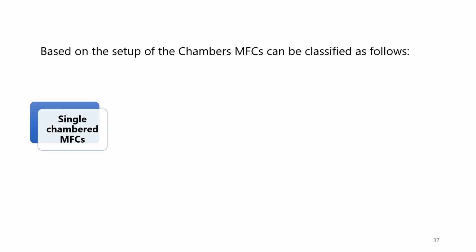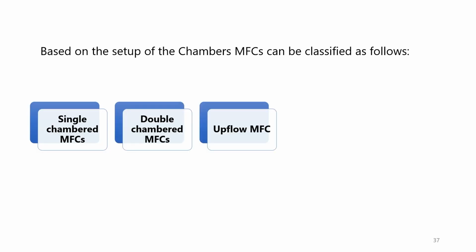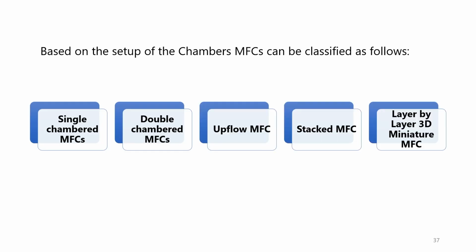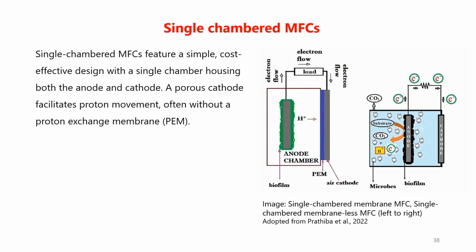Based on the setup of the chambers, MFCs can be classified as follows. They may be single chambered or double chambered, and there are other types: upflow MFCs, stacked MFCs, or layer by layer 3D miniature MFCs. Let us first look into the single chambered MFCs. These single chamber MFCs feature a simple cost effective design with a single chamber housing both the anode and cathode. A porous cathode facilitates proton movement, often without a proton exchange membrane.